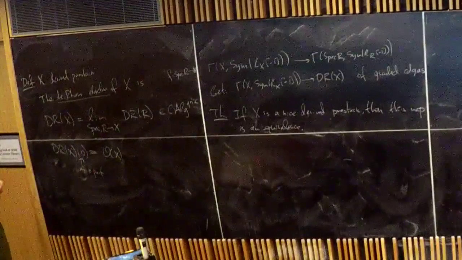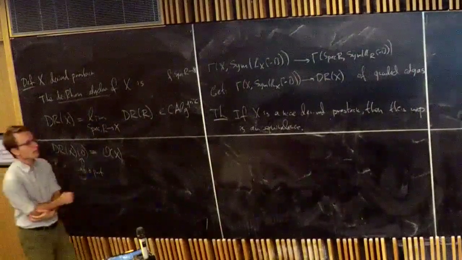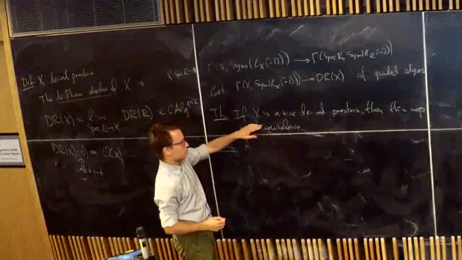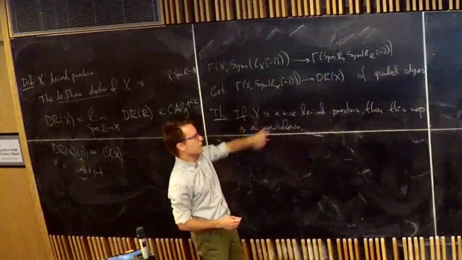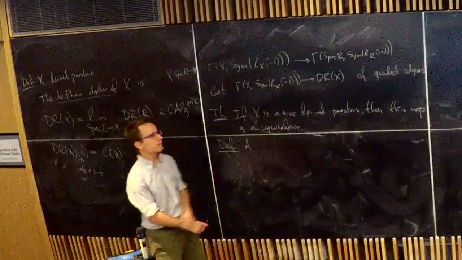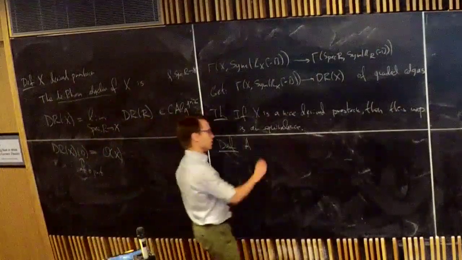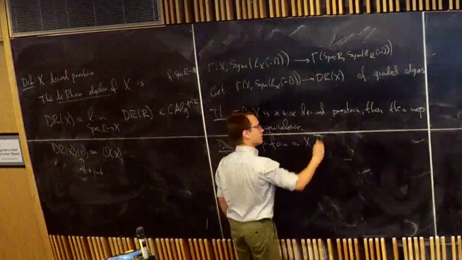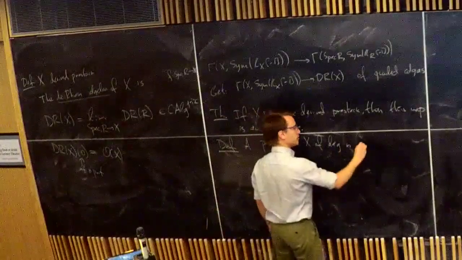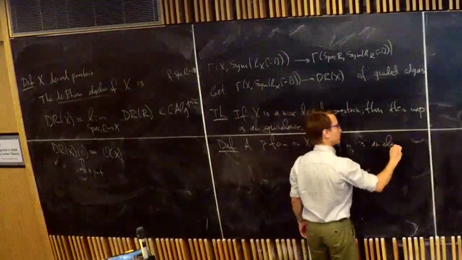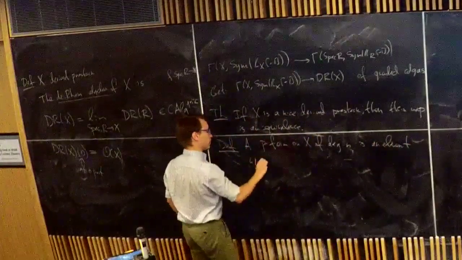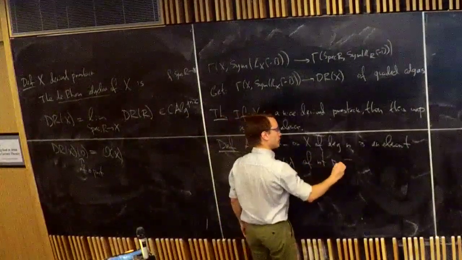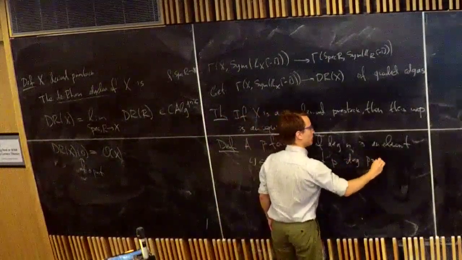So now that I have the de Rham algebra, I can talk about closed forms. So yeah, and from now on, I'll just always assume that my pre-stacks are nice, so this map is also closed. So a p-form on X of degree n, by definition, is an element omega of the de Rham algebra of weight p and degree p plus n.